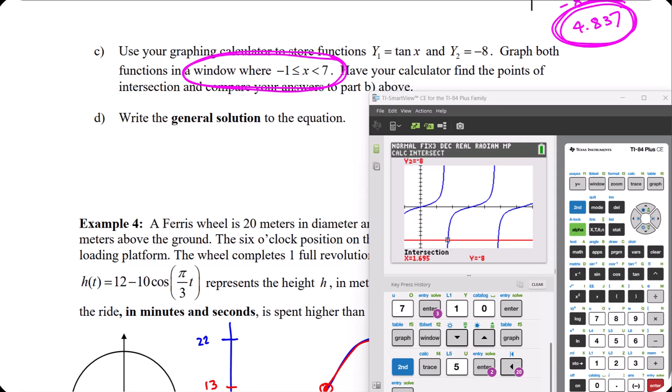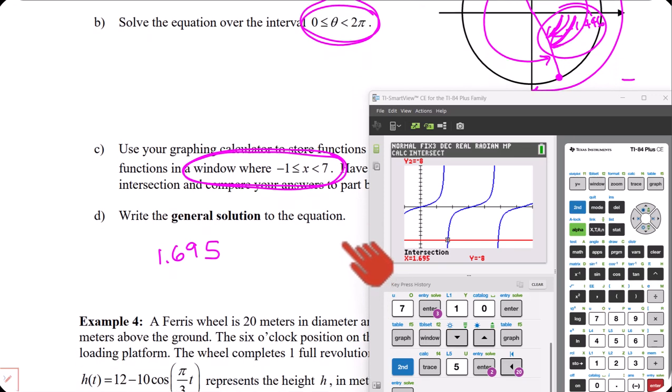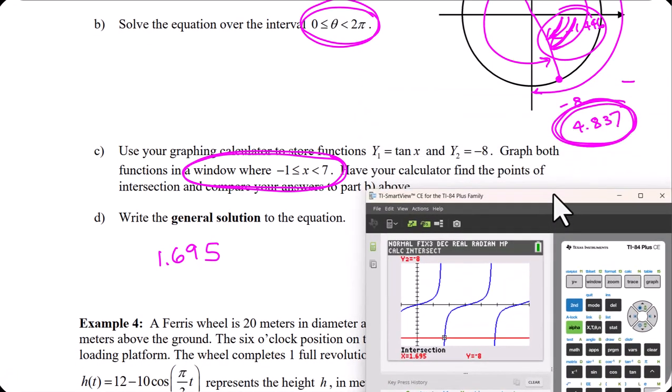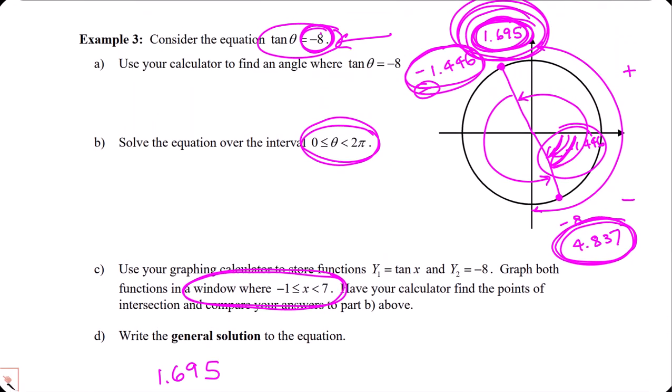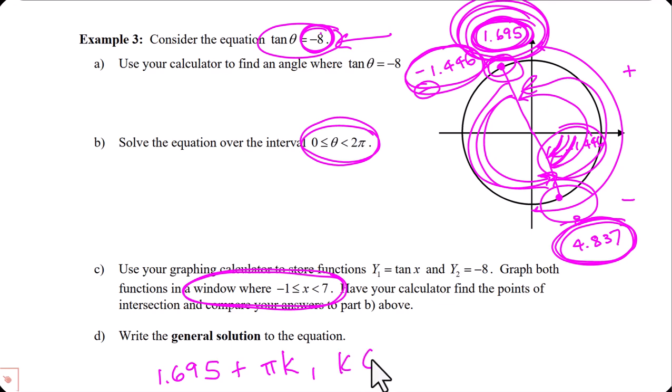So for my general solution, I can take that 1.695, and a moment ago, let's go back, we saw that in our picture. Once I have that first angle, I can go pi and pi and pi for all the angles in the second and fourth quadrant. So plus pi k, remember pi is the period for tangent, k is an element of the set of integers.